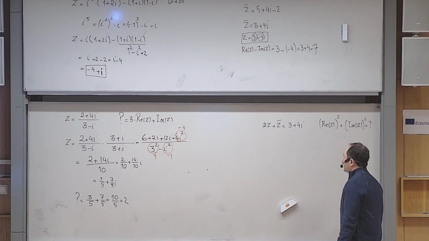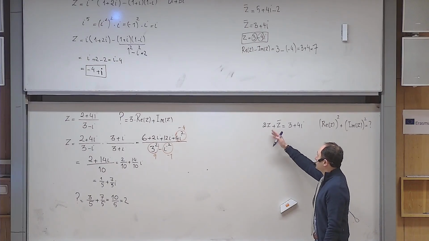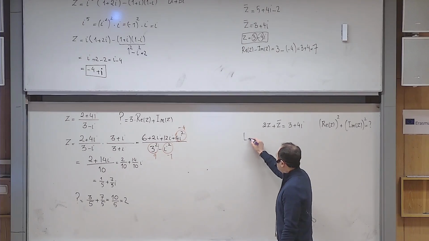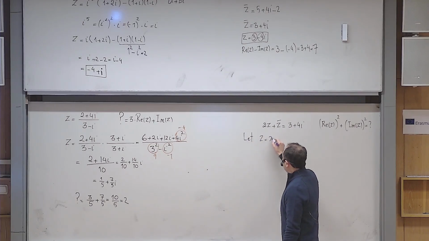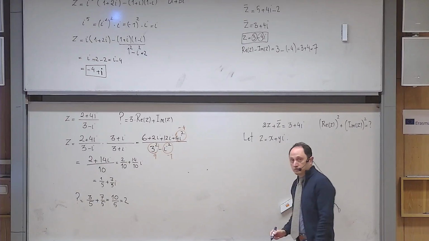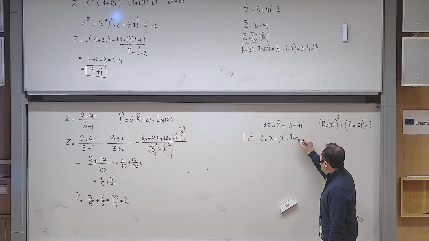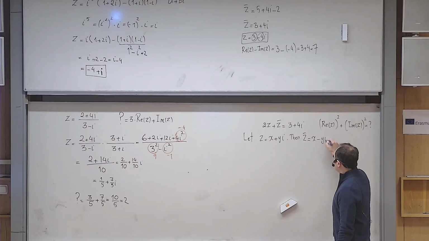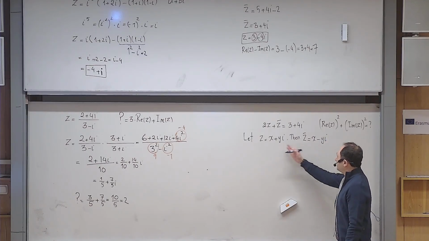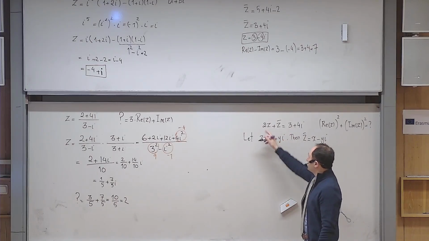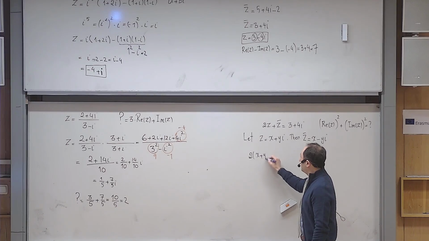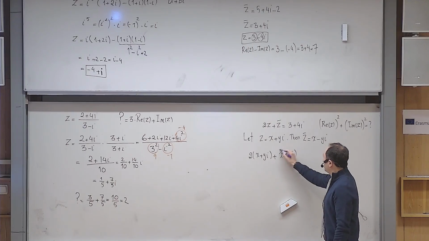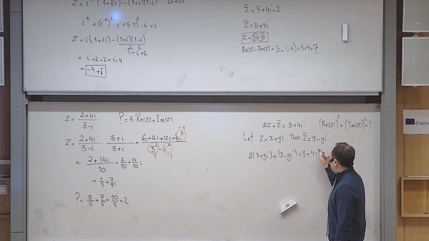Do you remember, if I have an equation in which z and z bar are involved, and you want to find this, you start with the sentence: let z be equal to x plus yi. And then I also need z bar. So what will z bar be then? z bar will be x minus yi. And then I take these and put them back into my equation. So this becomes 2 times (x plus yi) plus (x minus yi) equals 3 plus 4i.